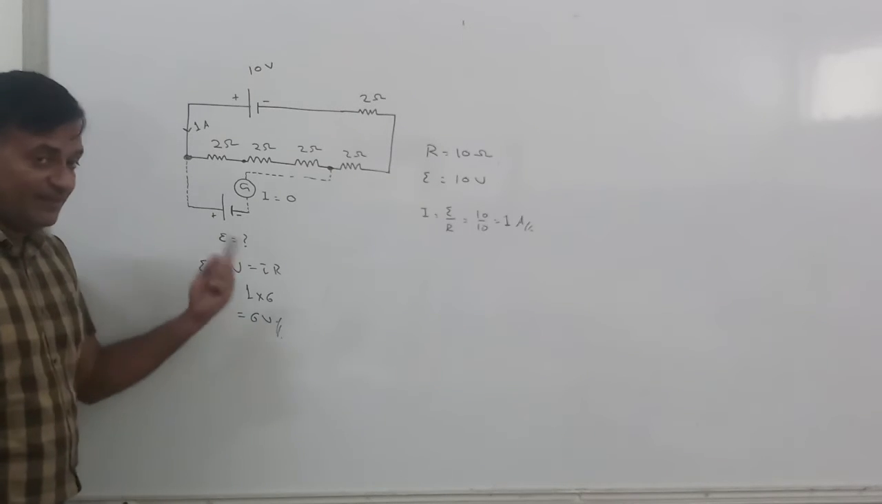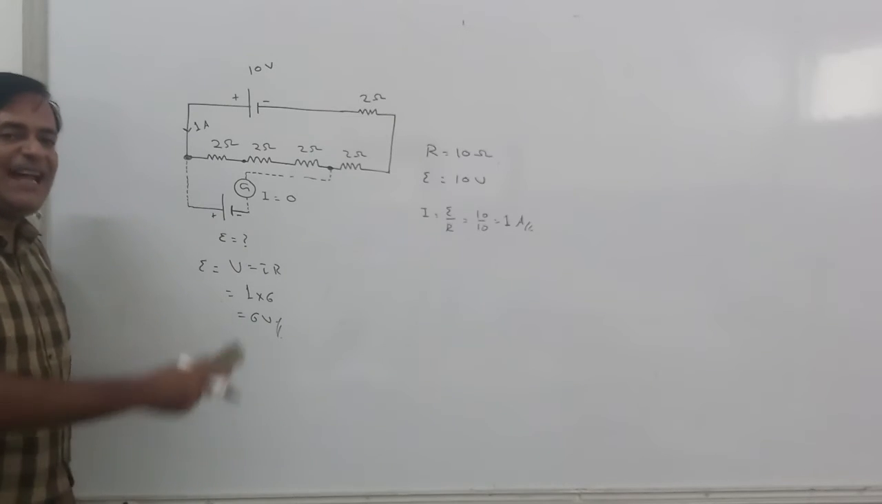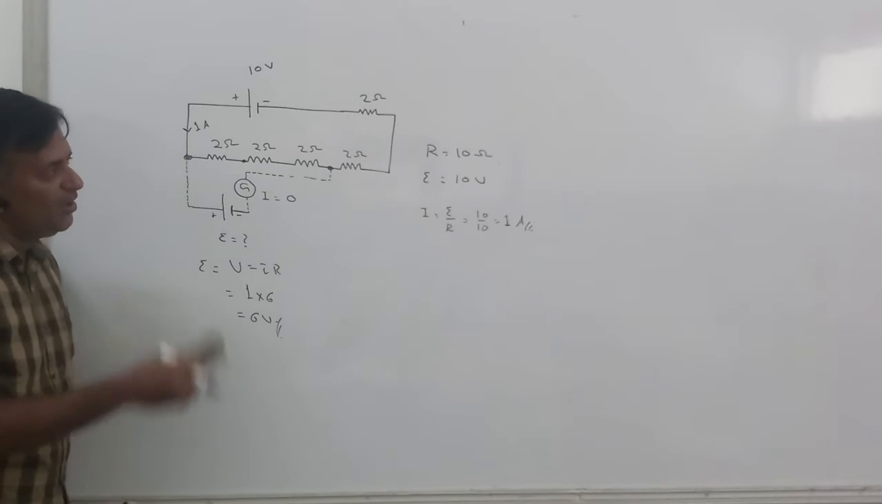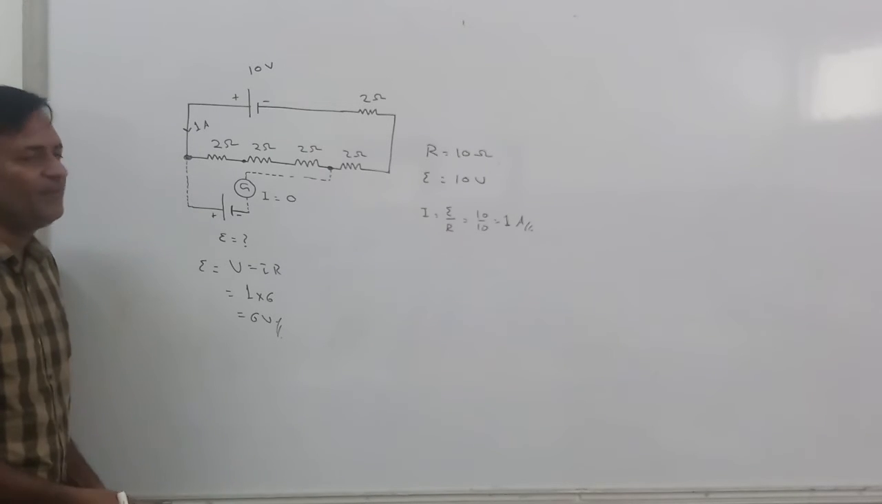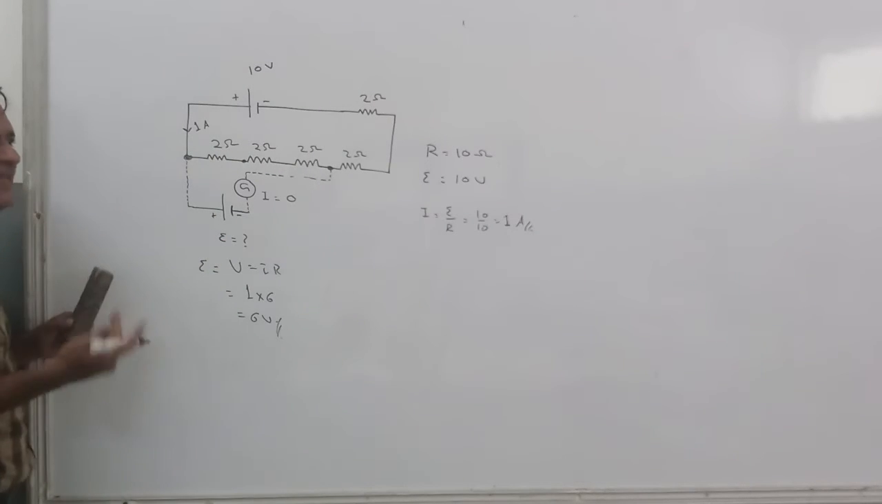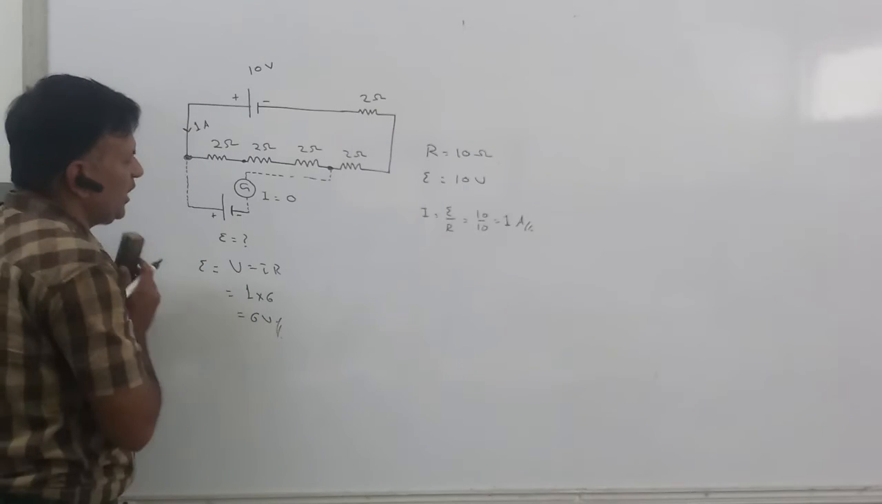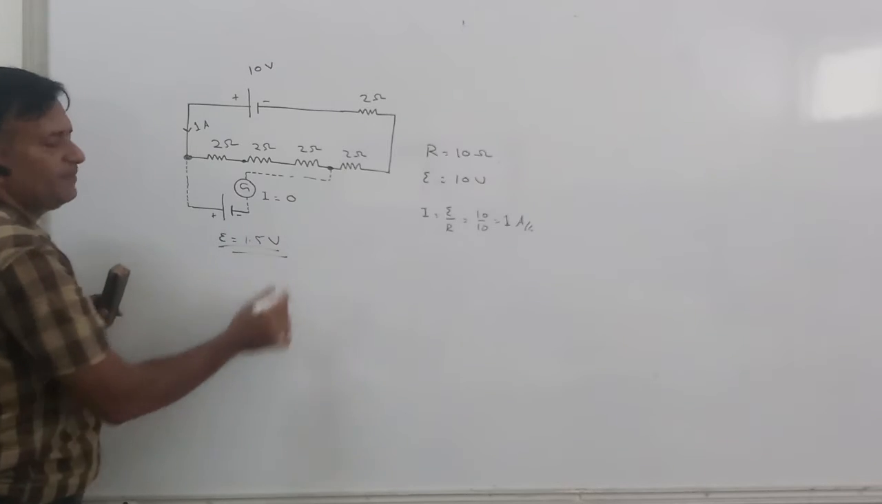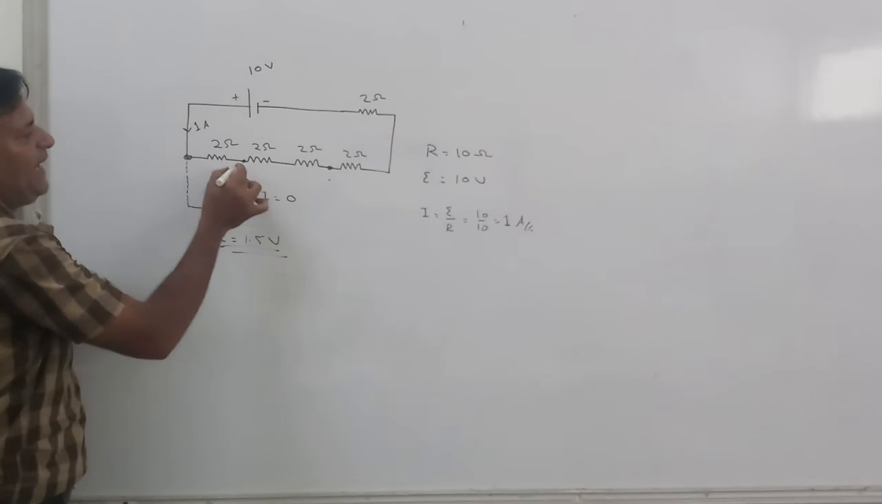Got it? This is how we actually measure the EMF of cells experimentally. But this is not always advisable to join these kind of circuits because all the resistances are of 2 ohms. There can be a cell of EMF 1.5 volt also. If the EMF of the cell is 1.5 volt, it is not going to show 0 at this terminal also.